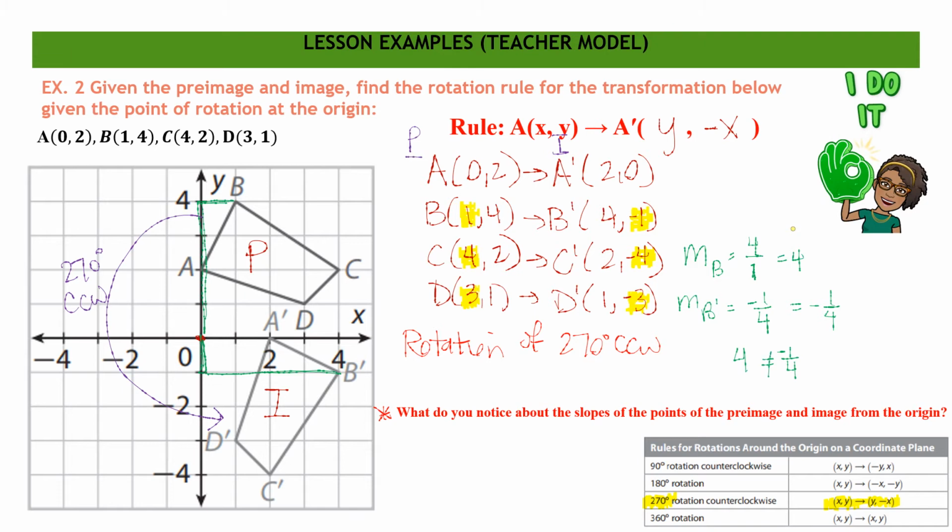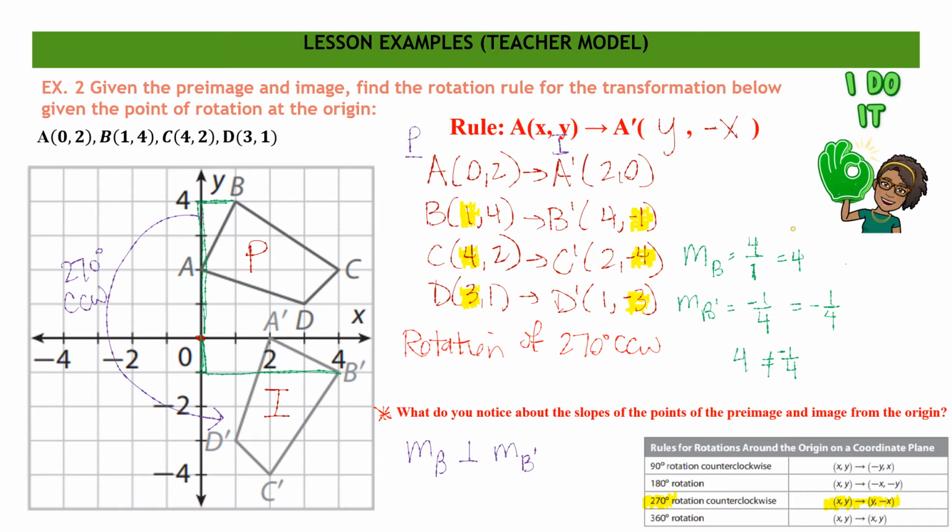But if I have slopes that have the opposite signs, and 4 and 1/4 are reciprocals of each other, I can say that the slope of my pre-image B is perpendicular to the slope of my image, which is B prime. So the slope of my pre-image is perpendicular to the slope of my image.